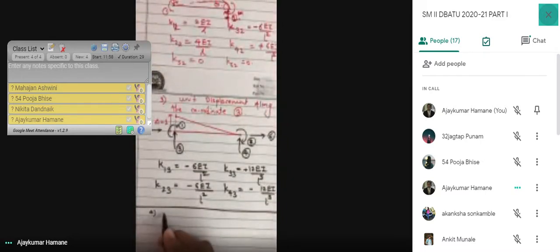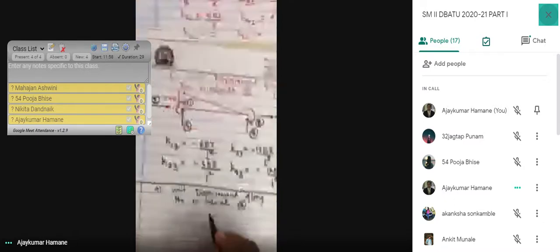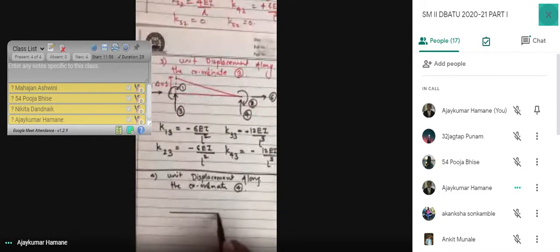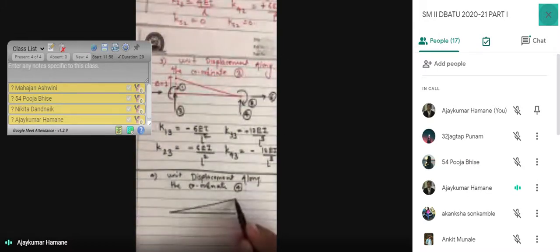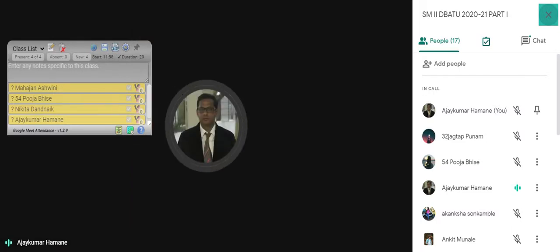Okay? Now the fourth one. Now the unit displacement along the coordinate 4. So what we have is like this. So delta equals to 1. The moment will be generated clockwise, here clockwise. The reaction is in the downward direction.